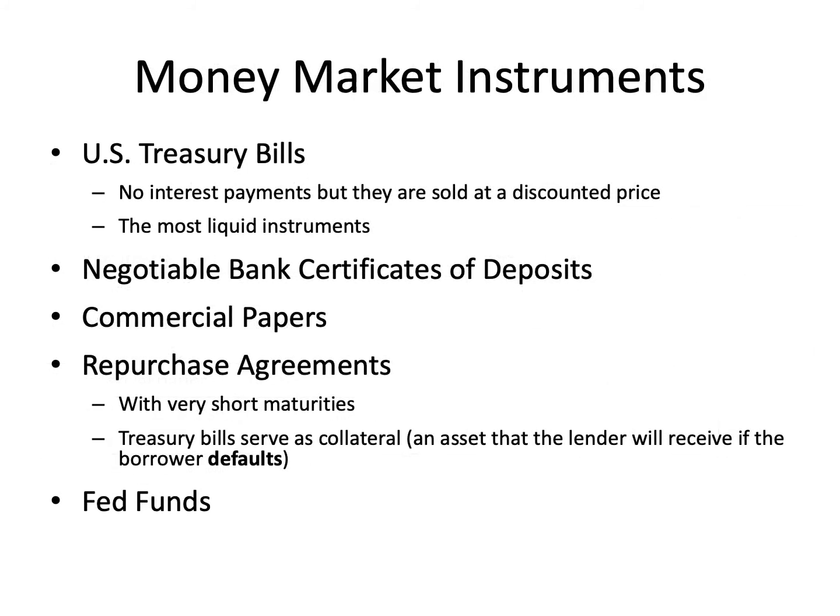So, what are they composed of? Well, money market instruments: US Treasury bills, no interest payments, but they're sold at a discounted price, which as we receive can give a yield to maturity. Most liquid instruments. We also have negotiable bank certificates of deposit, commercial paper, repurchase agreements with very short maturities, where treasury bills serve as collateral, an asset that the lender will receive if the borrower defaults, and federal funds.